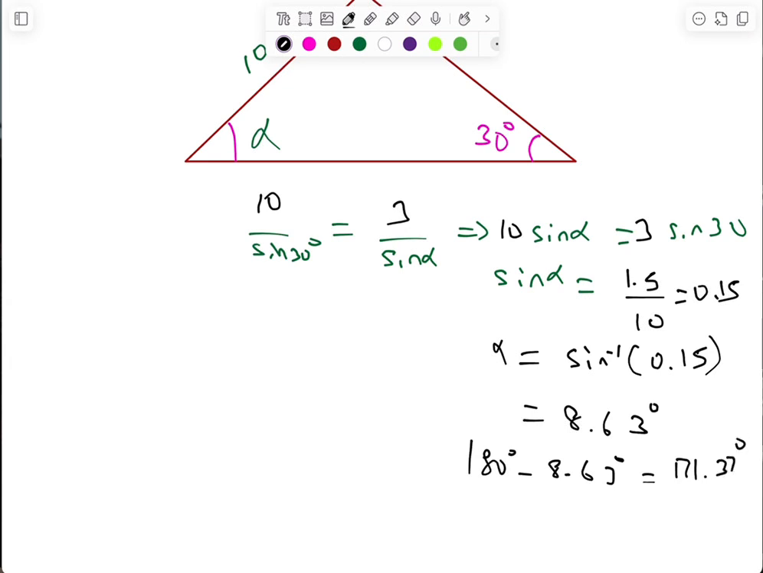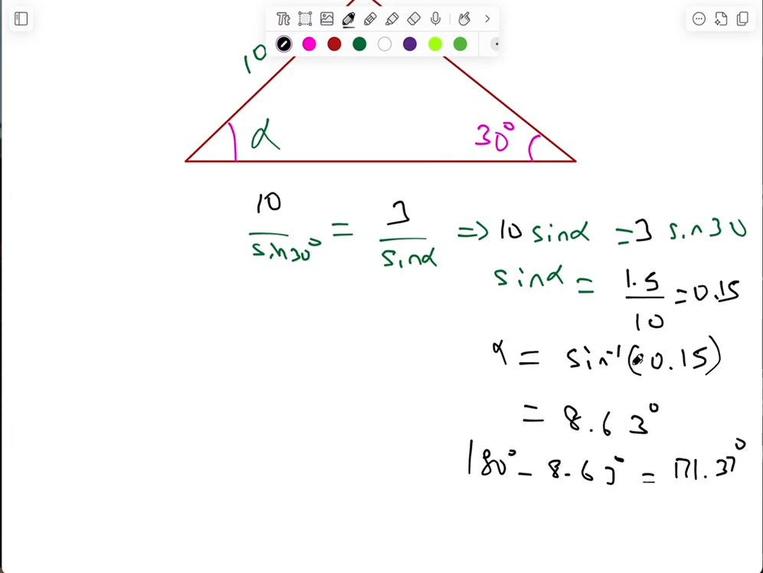So what I'm saying is that if you press on your calculator right now, sine 171.37, it's going to give you 0.15 approximately. And if you also press sine 8.63, both of them will give you the same result. So that's what I'm trying to say. When you're using sine rule, it's possible that you can actually get two angles.